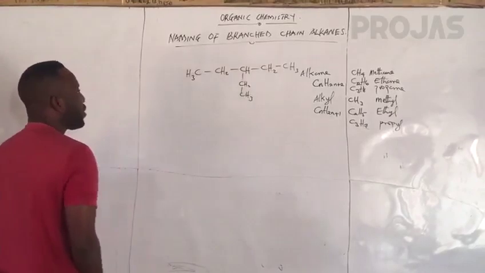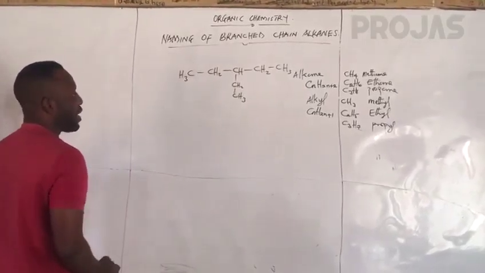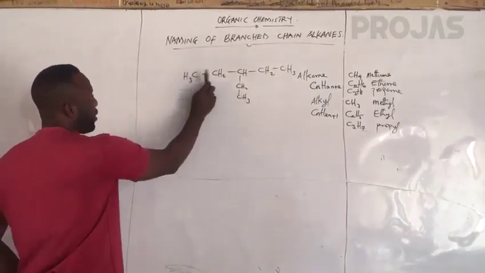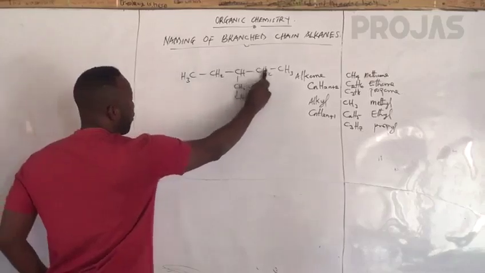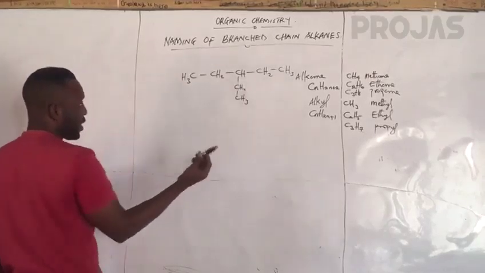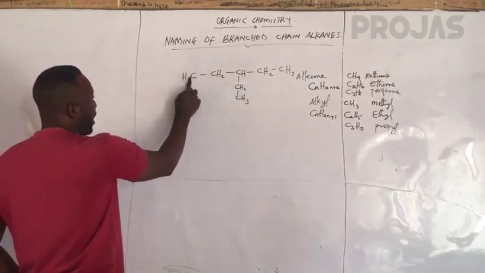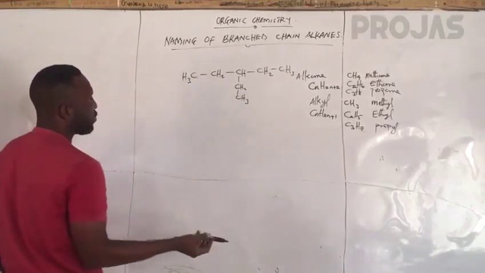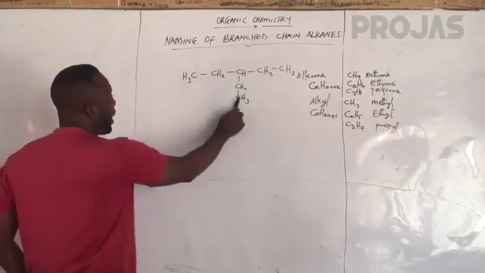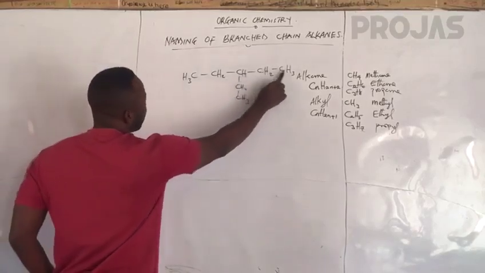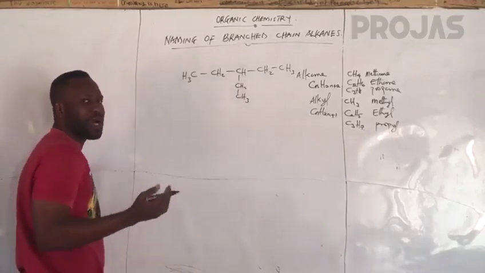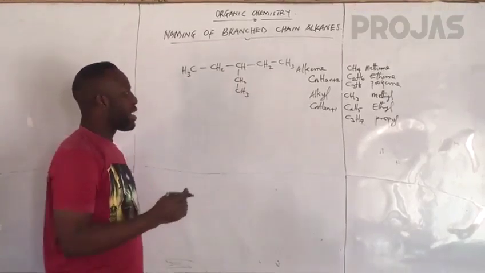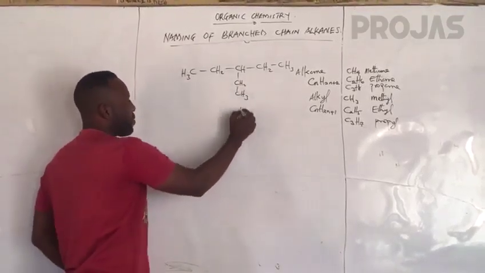Now, what we need to do is to identify the longest continuous carbon chain. Let us see. This is 1, 2, 3, 4, 5. Let us check if we still have another one. Let us check if we can have another longer than that. The longest continuous carbon chain is 5 carbon. And an alkane with 5 carbon is pentane.